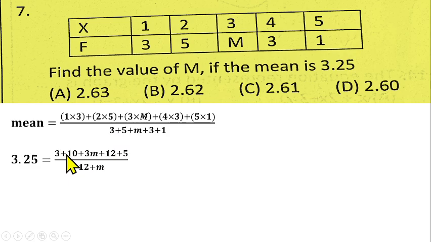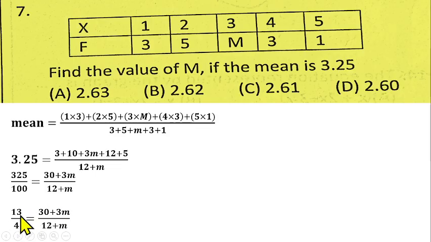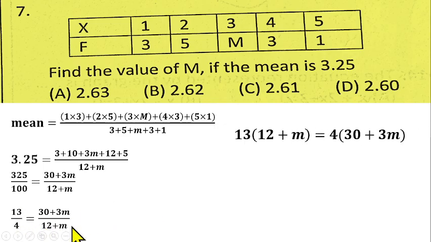Then from there, if you simplify the numerator, you have 3 plus 10, that will be 13, plus 12 plus 5. So that should give us 30 plus 3m over 12 plus m. You can change this decimal number to a fraction, that will give us 325 over 100, which if you reduce, that should give us 13 over 4. 25 can go here, 25 can go here, so 25 in this gives us 13, in 100 gives us 4. From there you can cross multiply. 13 multiply 12 plus m, 4 multiply this. 13 into 12 plus m equals 4 into 30 plus 3m.